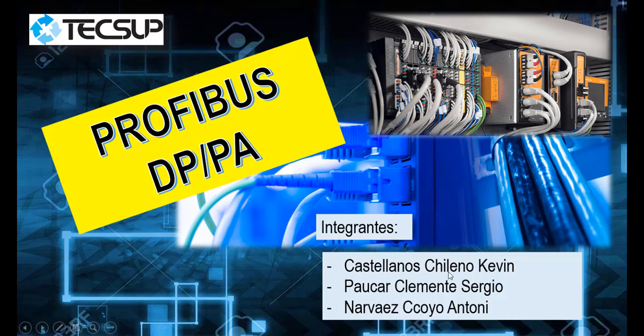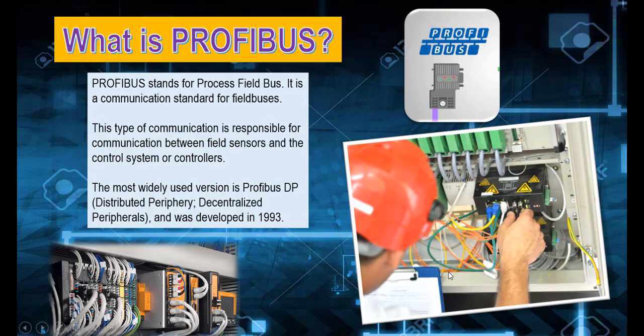In this video I speak about Profibus. What is Profibus? Profibus stands for Process Field Bus. It is a communication standard for field buses. This type of communication is responsible for communication between field sensors and the control system or controller.